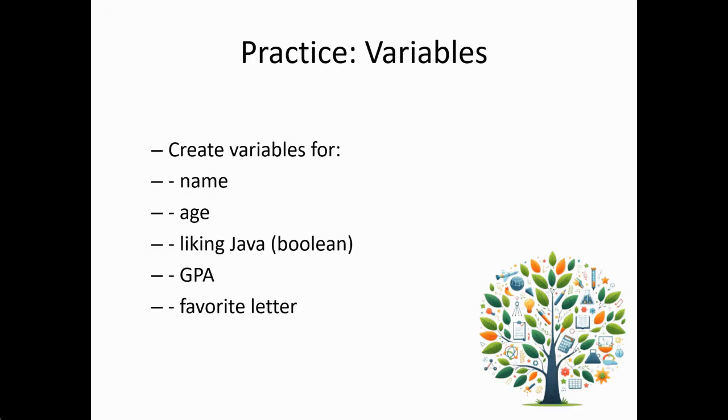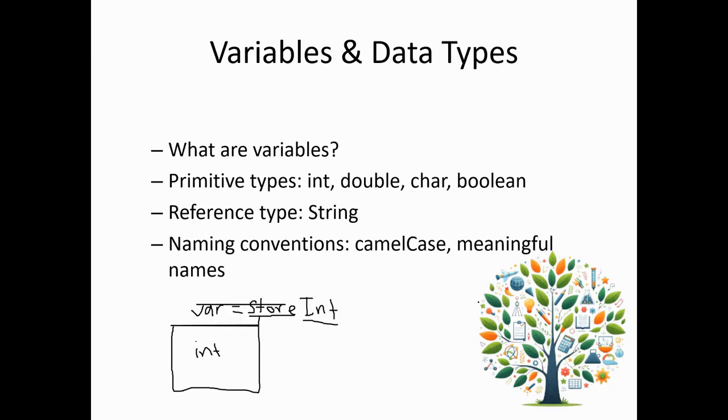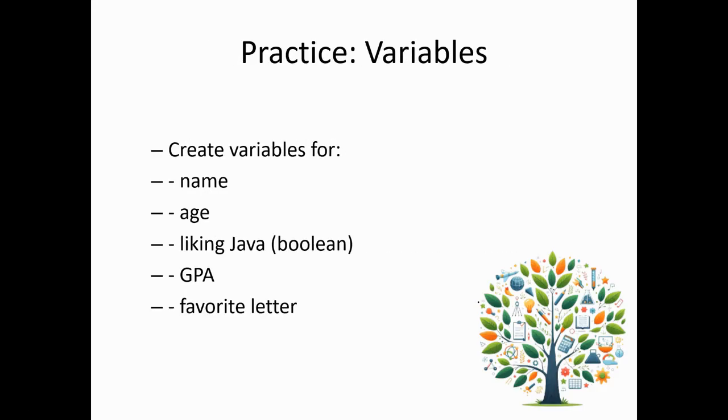So now moving on to a quick practice of variables so you can see them defined in a compiler. For example, I will be showing you how to create variables for your name, for your age, for liking Java or not, which would be a boolean, for GPA, which is usually a double, which means it's decimal, and your favorite letter.